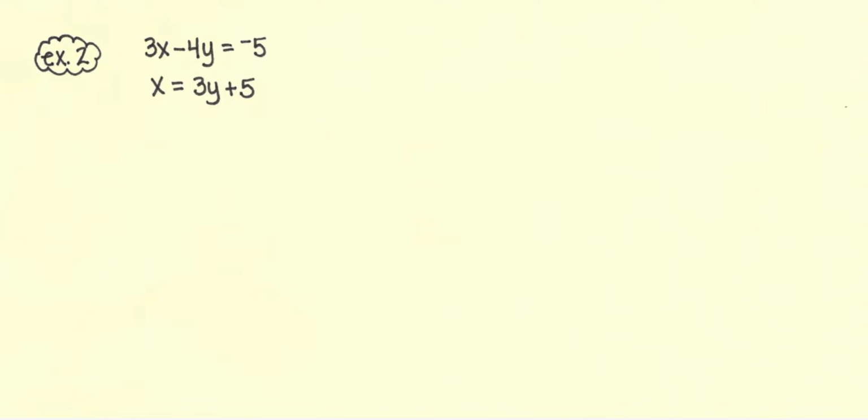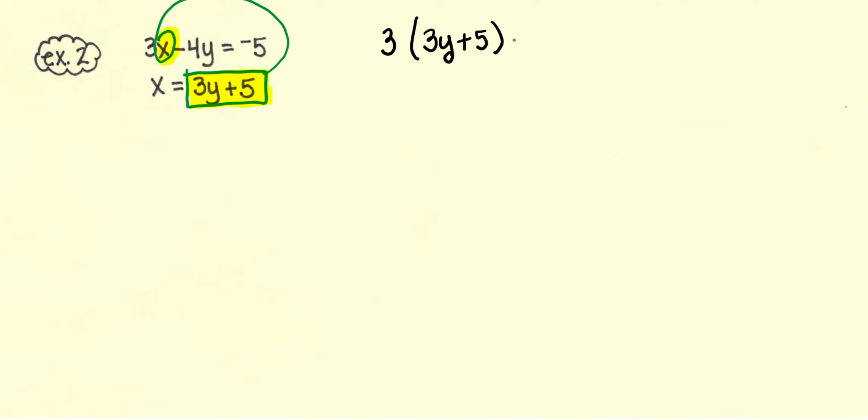In example 2, they have also told me that x is equal to that expression. So I'm going to take that expression, go to the other equation, and put it in for x. So this whole 3y plus 5 is going to go up there and substitute where the x is. So that gives me 3, but where the x is, I'll have 3y plus 5 minus 4y is equal to negative 5.